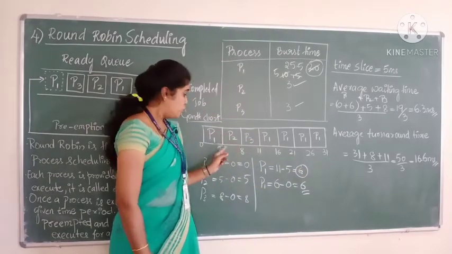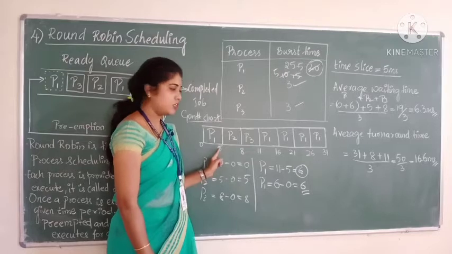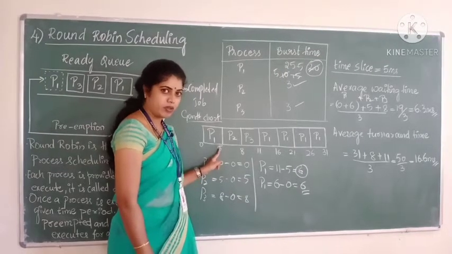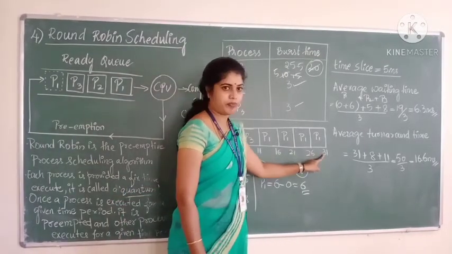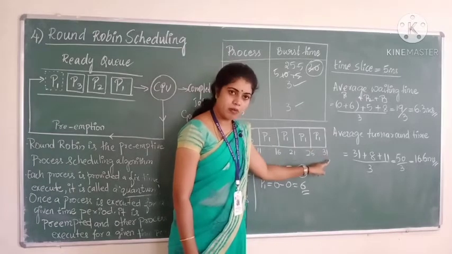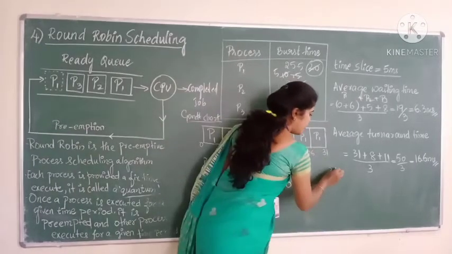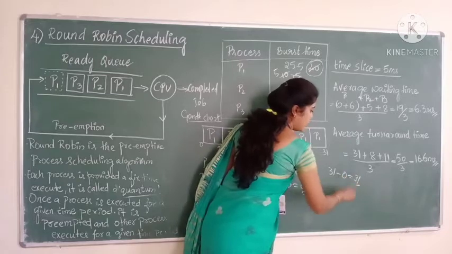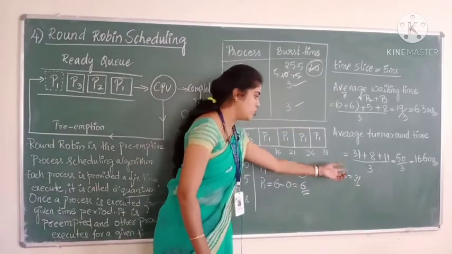Where P1 is finished, you should not take this, because P1 is not finished yet. Okay, where P1 is finished here, P1 finishes at 31 milliseconds. So you will be getting 31 minus 0, which is 31.